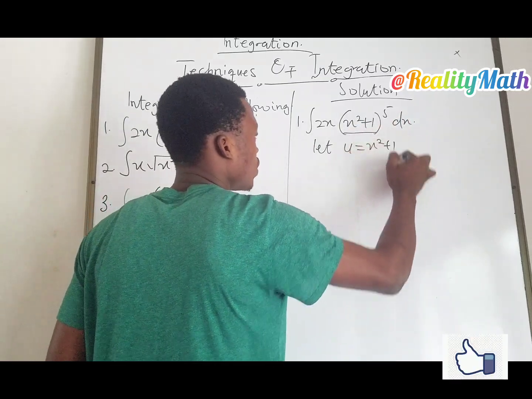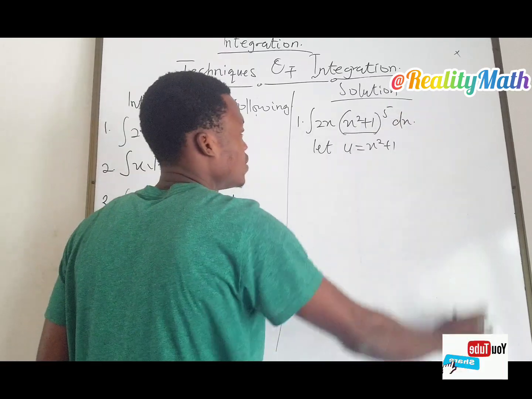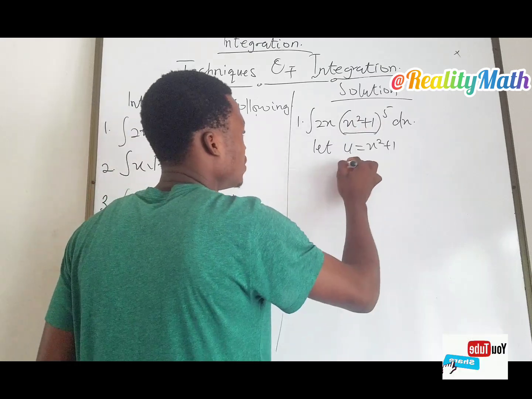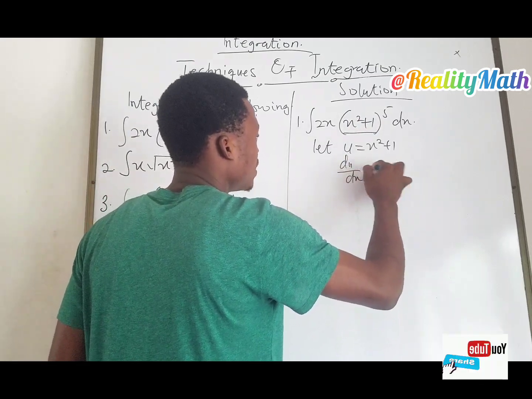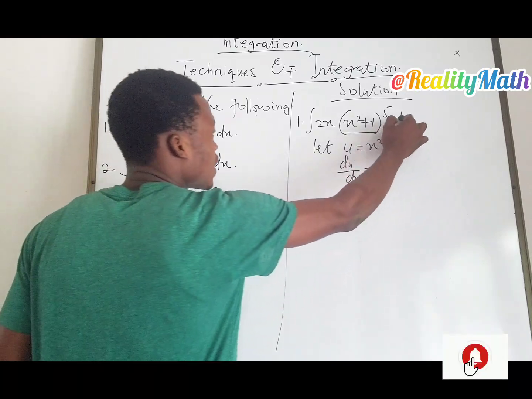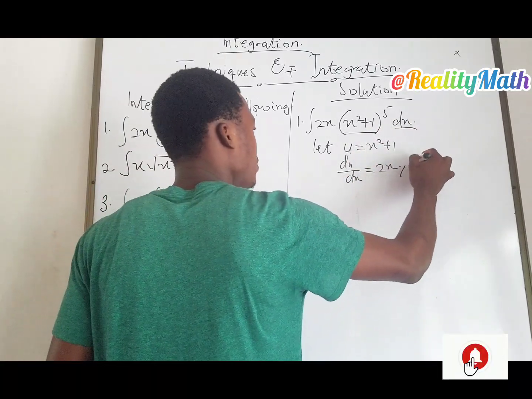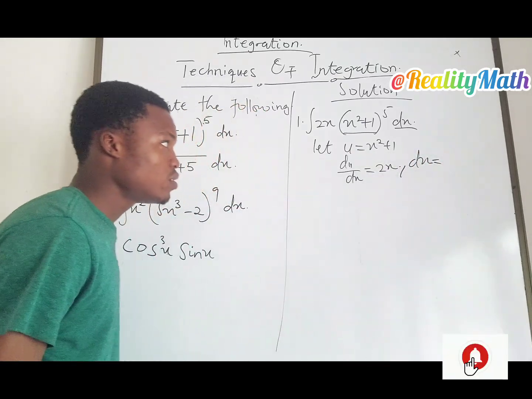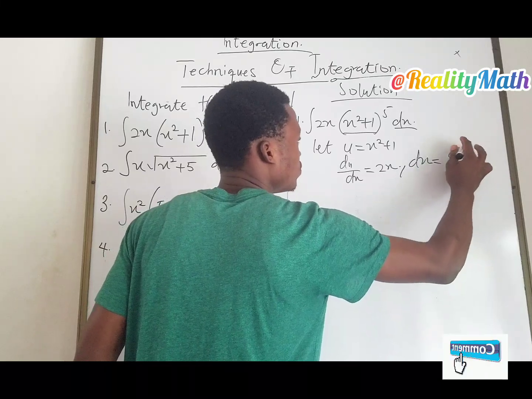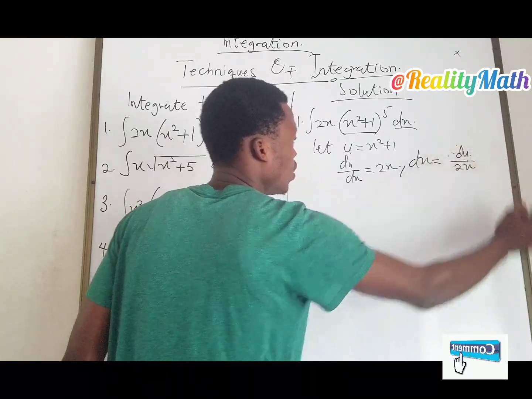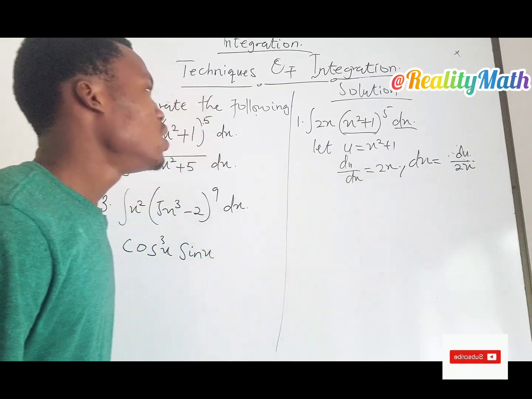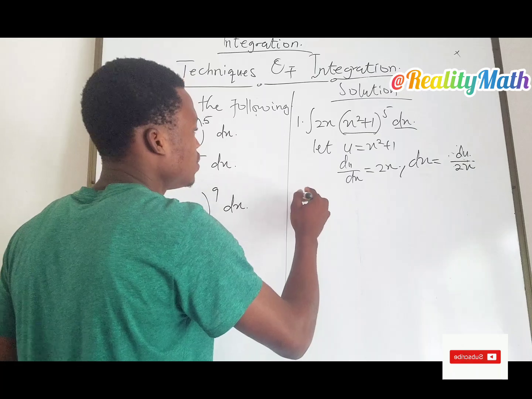But notice we have the x here, so we have to get our dx. By that, let's differentiate this. So we have du on dx giving us 2x. Now let's rearrange so that we can get our dx. Then dx is equal to du on 2x. Alright, so that is my dx, and then now I have my u.